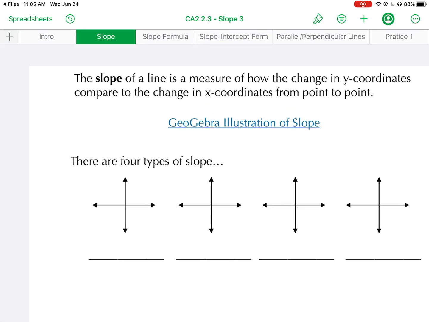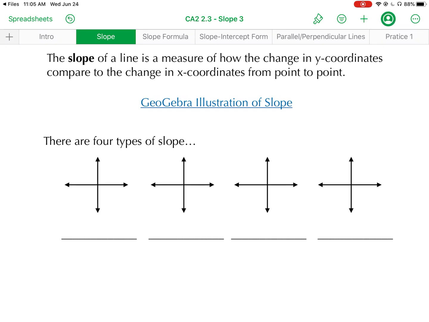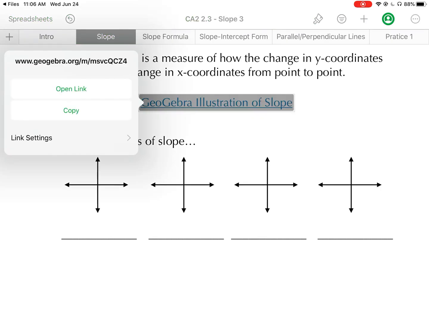So recall, slope is a concept specific to linear equations. And the slope of a line is just the measure of how the y coordinates are changing in comparison to the x coordinates from point to point. So we're just seeing, are the x values changing at a faster rate as compared to the y's, or vice versa? Okay. Let's give you a quick little illustration here.